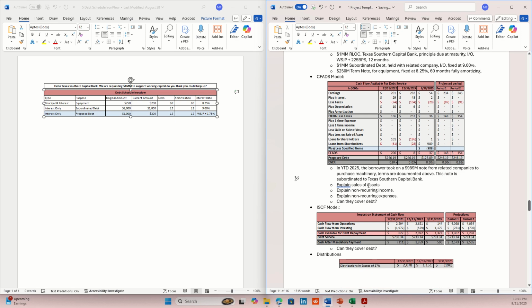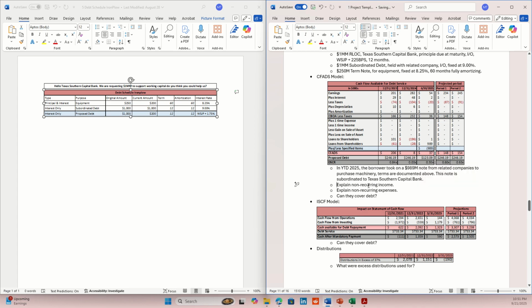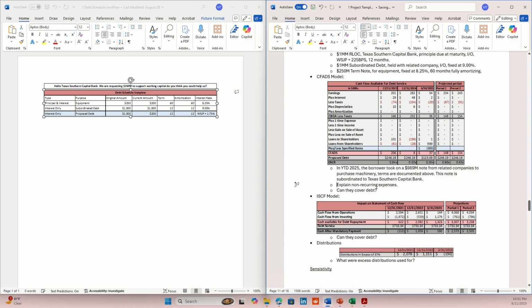Explain sales of assets. Remember, my customer does not have sales of assets. And the only reason you should have to explain sales of assets is if it's very significant. Very significant means they're having a sale of asset that's close to or more than EBITDA less taxes. All right. Explain non-recurring income. My customer does not have non-recurring income. They don't have non-recurring expenses. But let's say they did have non-recurring expenses. They should explain it in the conversation, and you would do the same thing you did for depreciation.